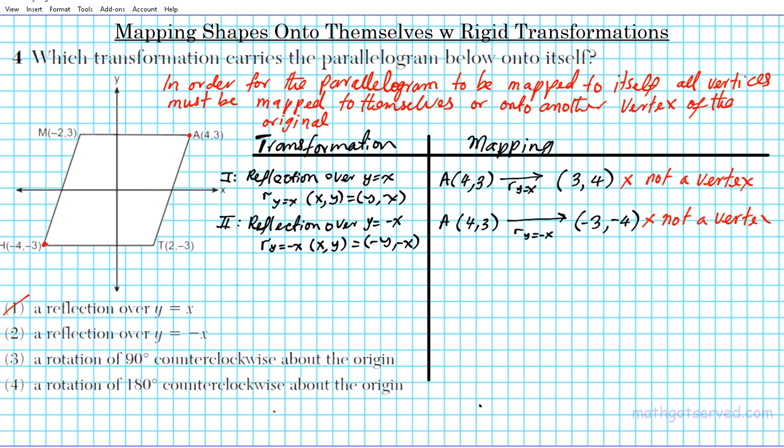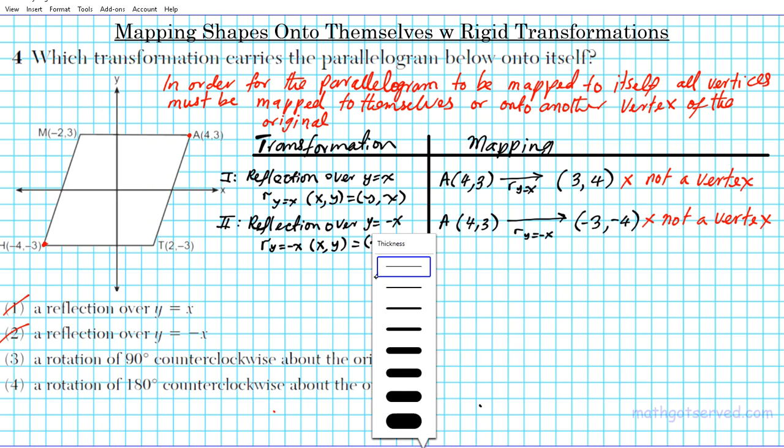So this point 4, 3 is getting mapped somewhere else and is not mapped to this point or any other vertex. So what does that mean? This transformation does not carry this parallelogram onto itself. Moving along to the next one.